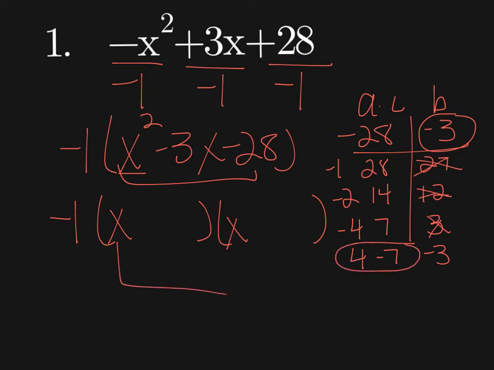Now remember, these coefficients are 1s, so it doesn't matter. I'm just going to go ahead and put negative 7 there and 4. So negative 7 and 4, and that's my answer.